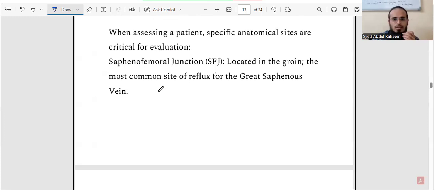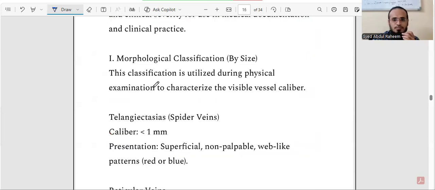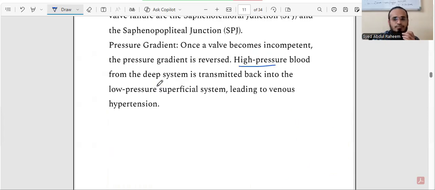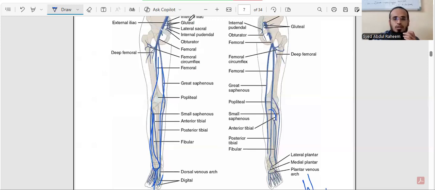So you can see this image. Not this image. This image. If the valve is damaged here, you can see the veins swelling, bluish color, and pain as well as itching, and sometimes you will be able to see black color also. Why black color? Because of dead tissue.